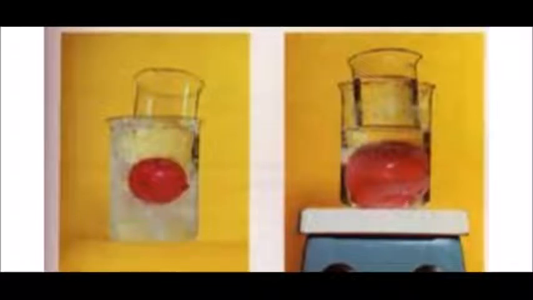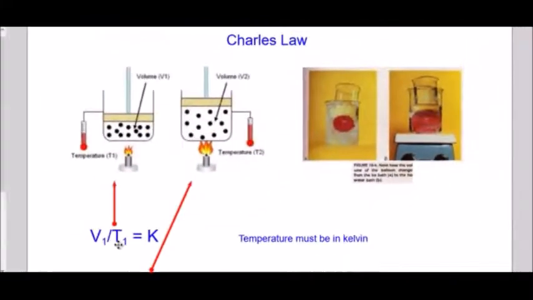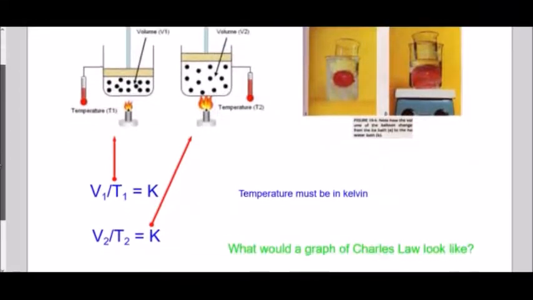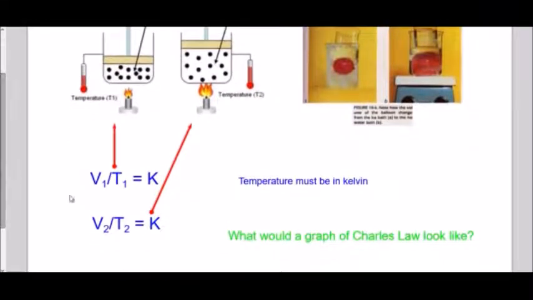Well, Charles put that to the test, and he found out that as temperature increased, the volume of the balloon increased in a mathematically proportionate way. And whenever he would take a volume divided by a temperature of a system, he would get a constant. Now, to understand this, we do need to understand that the temperature only works if it's in Kelvin degrees, and we'll talk about that in a future video.